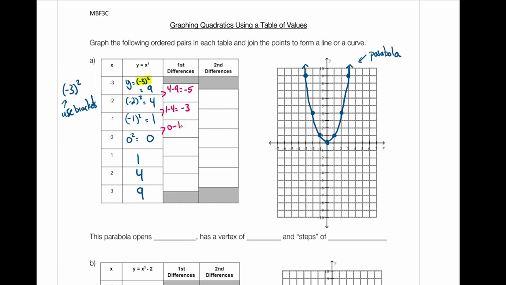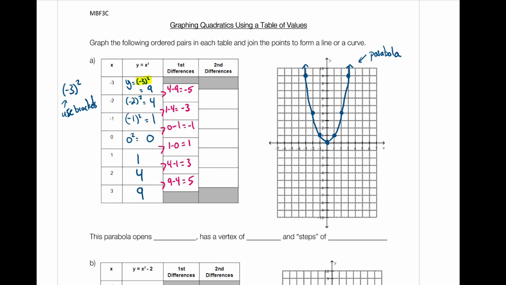From 1 to 0, or 0 minus 1, we have -1, so we're going down. 0 to 1, or 1 minus 0 equals 1. 4 minus 1, or from 1 to 4, we're changing +3. And from 4 to 9, the change is +5.